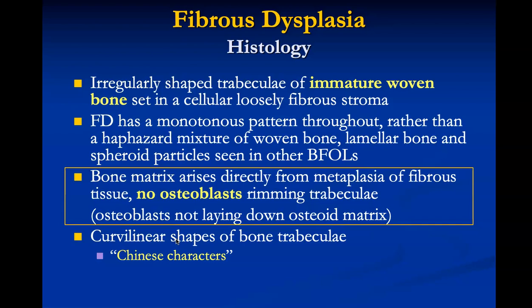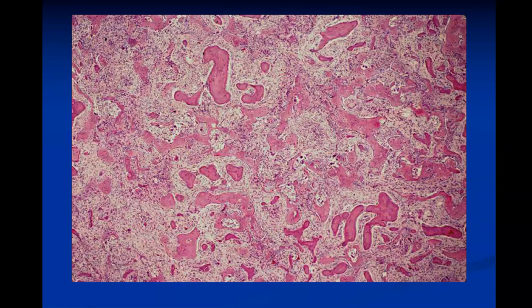It's kind of curvy. And some people have likened this to looking like Chinese characters. I can't read Chinese, so I can't attest to that. But you may see that they talk about in the literature when you read about fibrous dysplasia that they mention that the histologic picture is similar to Chinese characters. So I don't think this looks like Chinese characters at all to me, but people can visualize whatever they want, I guess.